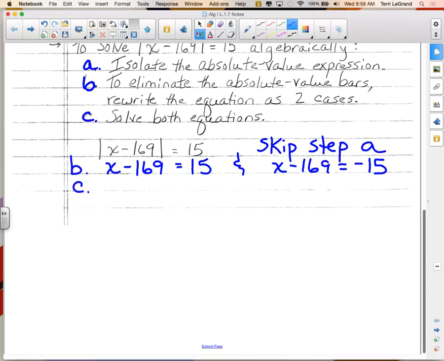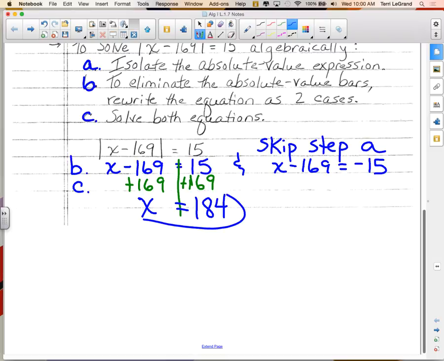So what would we do first in this one? Add. Okay, what are we going to add? Okay, 169. So we'll add 169 to both sides. And x is now by itself over here. And what's 15 plus 169? You've already done that once today. 184. So there's one solution.